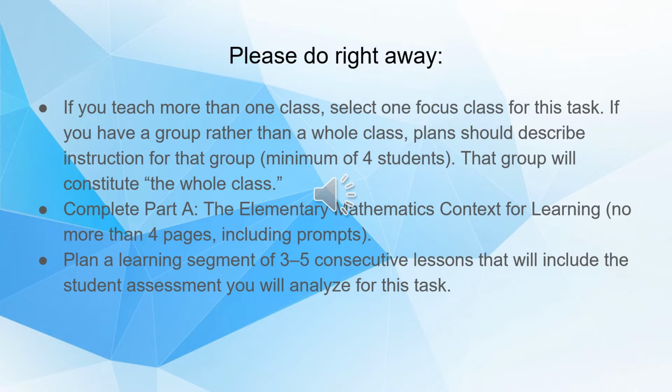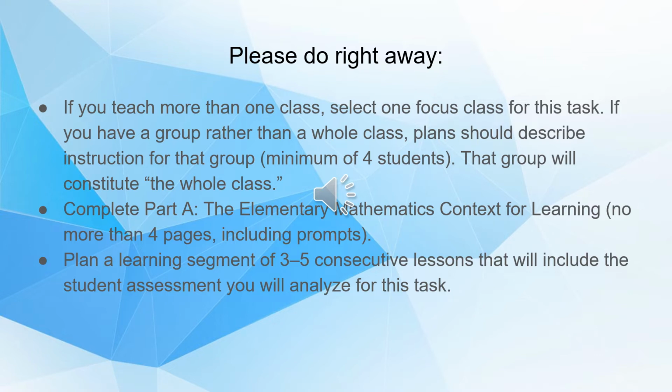Just like the other parts, you do need a minimum of at least 4 students, okay? And you're going to pull a small group later for reteaching, so you want to make sure that you definitely have those 4. You want to make sure you complete part A right away, the elementary mathematics context for learning. Again, this is no more than 4 pages, and it asks the exact same questions as your other context for learning.